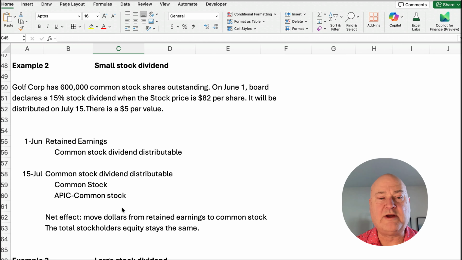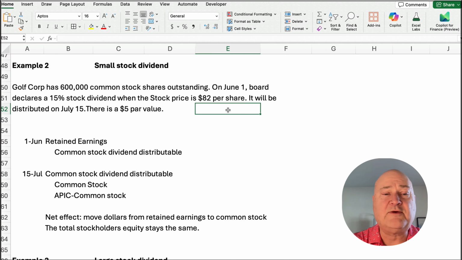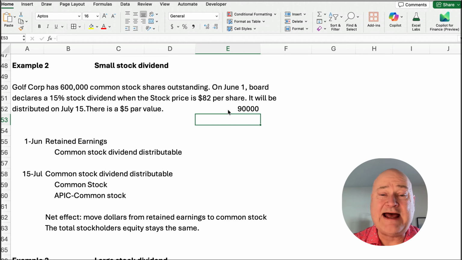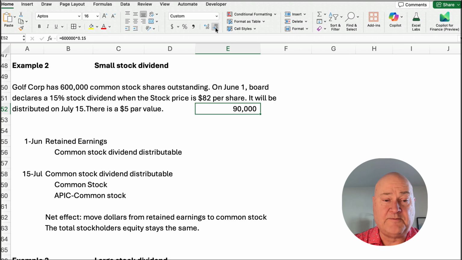On June 1st, the board declares a 15% stock dividend when the stock price is $82 per share. It will be distributed on July 15th, and there's a $5 par value. Now, first thing we want to do on this one is figure out how many additional shares there are going to be. Well, it's going to be 600,000 shares times 0.15. So we're going to issue 90,000 more shares. Make sure we all agree this is going to be 90,000 shares additional.